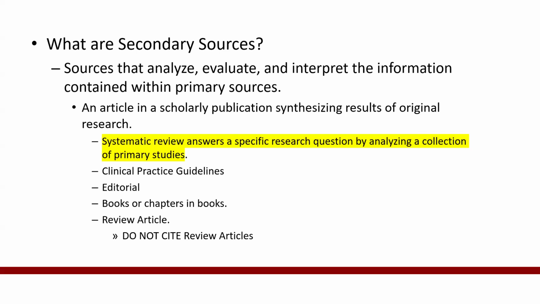You're not going to be citing these in your paper. You can use review articles and systematic reviews as a foundation for your background information to understand a concept. But you're not going to be citing these secondary sources. You're going to be citing primary sources. Remember, you're connecting primary sources together.